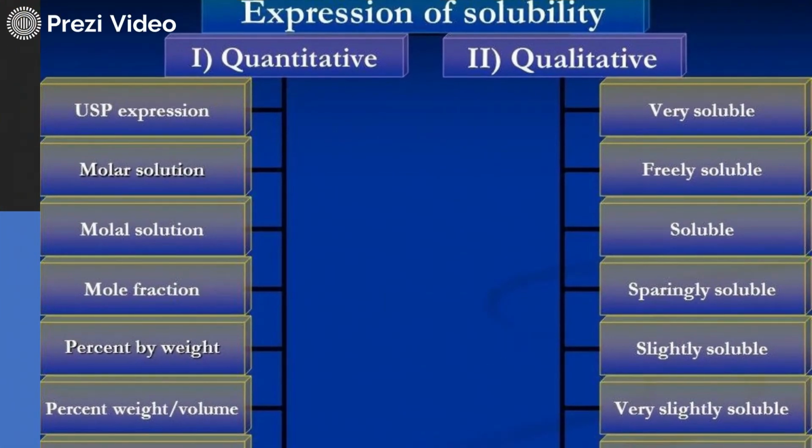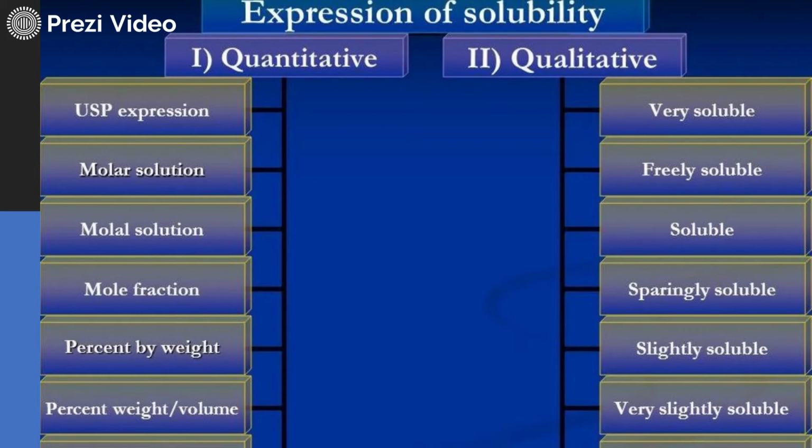So in this table, you can see that solubility can be expressed by quantitative estimations as well as qualitative estimation. Let us go first to the quantitative techniques used to express solubility. Expression of solubility means comparison of the solubility, how much amount of the solute goes into the solvent. There are various techniques. The first is the USP expression. In USP methods, you can calculate solubility using techniques like molar solution, molal solution, mole fraction, percent by weight, and percent weight by volume.